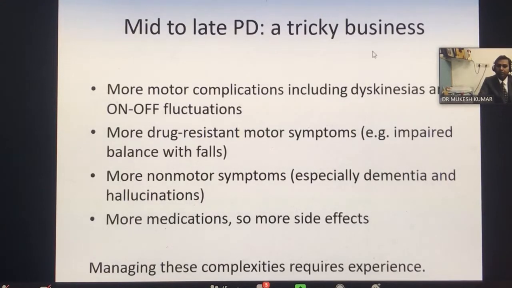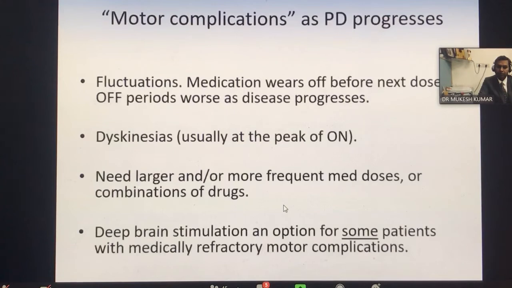In mild to late Parkinson disease, a tricky business is dyskinesia and on-off fluctuation, drug-resistant motor syndromes, more non-motor symptoms, more medication, so more side effects. So what are the motor fluctuations? Motor fluctuation is that after taking the medication, sometimes symptoms don't improve, meaning unexpected off, or without taking a medication, the patient feels unexpected on.